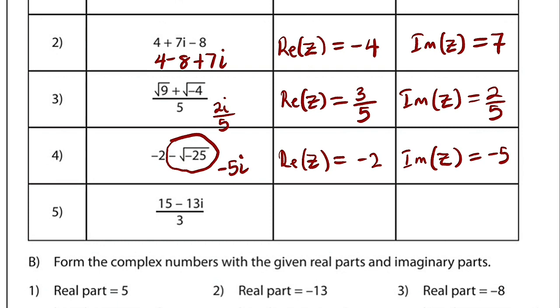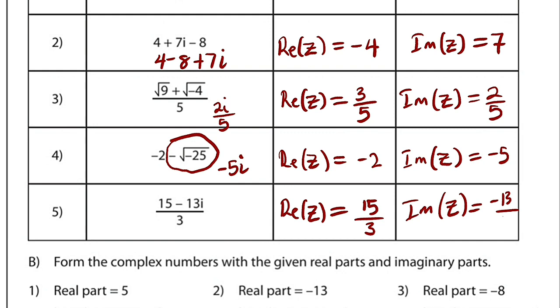Question number 5. 15 minus 13i, all divided by 3. The real part will be 15 divided by 3. The imaginary part will be negative 13 divided by 3. The imaginary part is equal to negative 13 divided by 3. And we are done with this part.